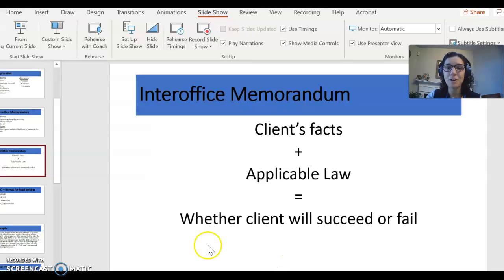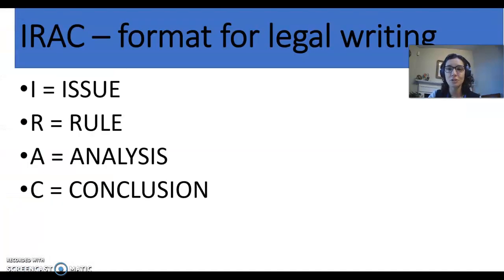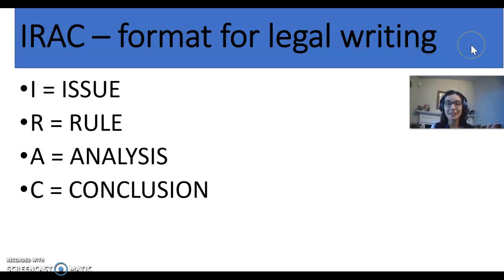I'm going to introduce it to you on the PowerPoint here. It is called Issue, Rule, Analysis, Conclusion. It's called IRAC. And I don't mean IRAC the country. That's a different place. This is IRAC. And it is a format, and I even like the word formula better. It's truly a formula for legal writing. So what we are going to do in class starting this week is we're actually going to learn about IRAC so that we have the building blocks to do the legal analysis and writing, and then we're going to put that into the inter-office memo.